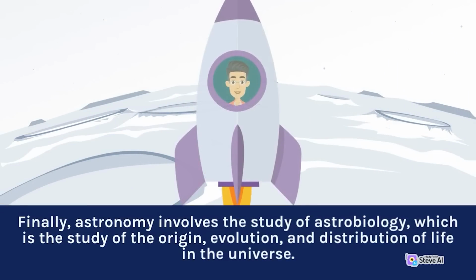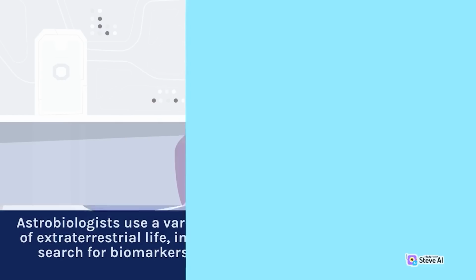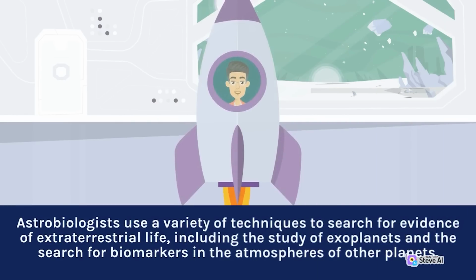Finally, astronomy involves the study of astrobiology, which is the study of the origin, evolution, and distribution of life in the universe. Astrobiologists use a variety of techniques to search for evidence of extraterrestrial life, including the study of exoplanets and the search for biomarkers in the atmospheres of other planets.